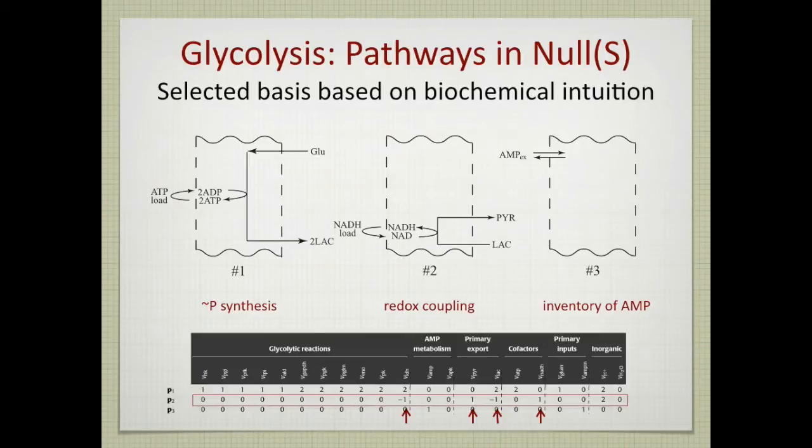So these are 2 different modular functions of the system. One is the generation of high-energy phosphate bonds. The other one is generation of redox potential, and I can combine them in any ratio that I like. Oops, missing something. It generates a proton also, this pathway.